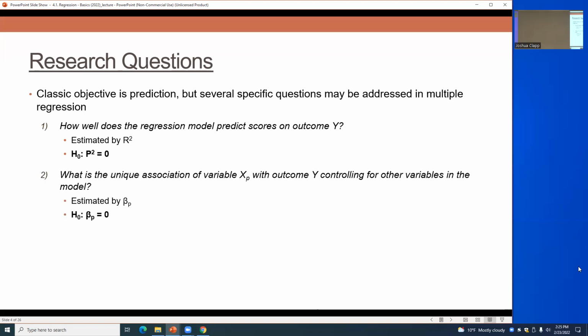I can also ask, what's the unique association of some variable P with outcome Y, controlling for other variables in the model? Here, I'm going to estimate my individual correlation coefficient. Here I've got this as a standardized coefficient. It doesn't have to be standardized. We have standardized and unstandardized coefficients, and we'll talk about what that is. But once again, my null hypothesis here is that this predictor has no unique association with my outcome once I account for other variables in the model.